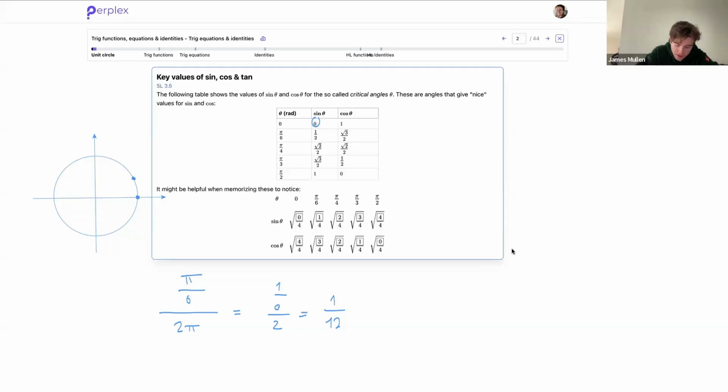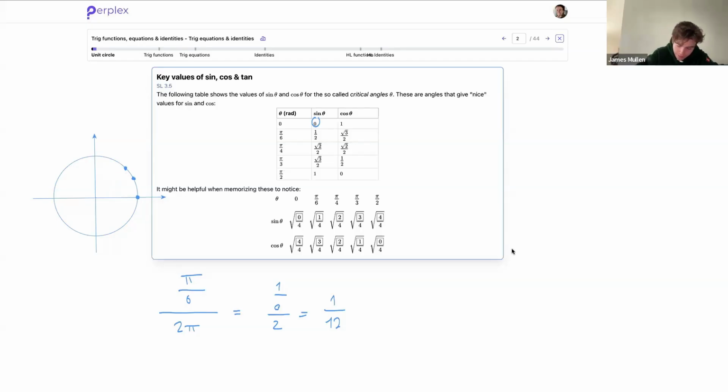Okay? Pi over 4 is going to be here. It's going to be halfway between 0 and pi over 2, or a quarter of the way between 0 and pi. And it's going to have both an x and a y coordinate of √2 over 2. And that's because it's this special angle 45 degrees, which is exactly a quarter of the unit circle. So it's going to have the same x and y. Okay? So that is pi over 4.